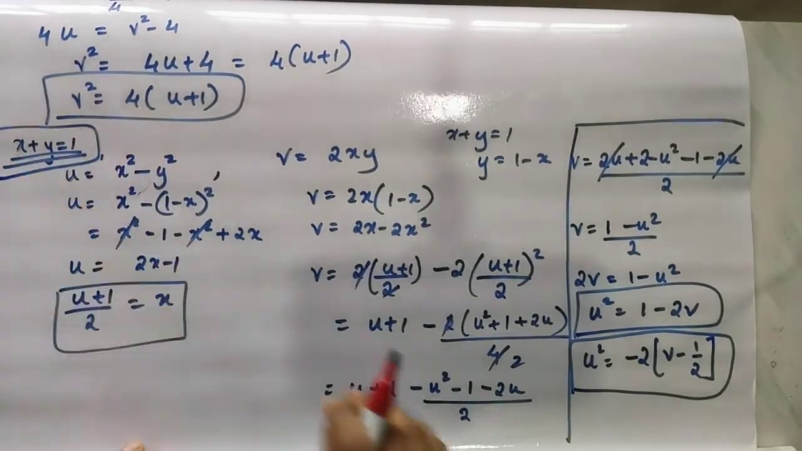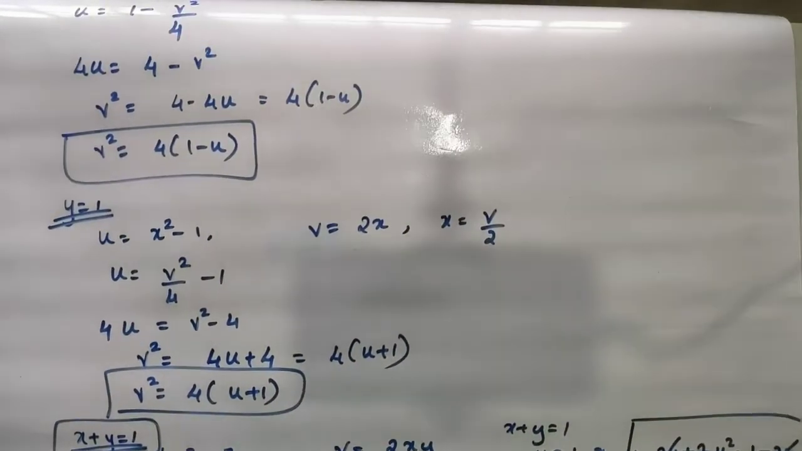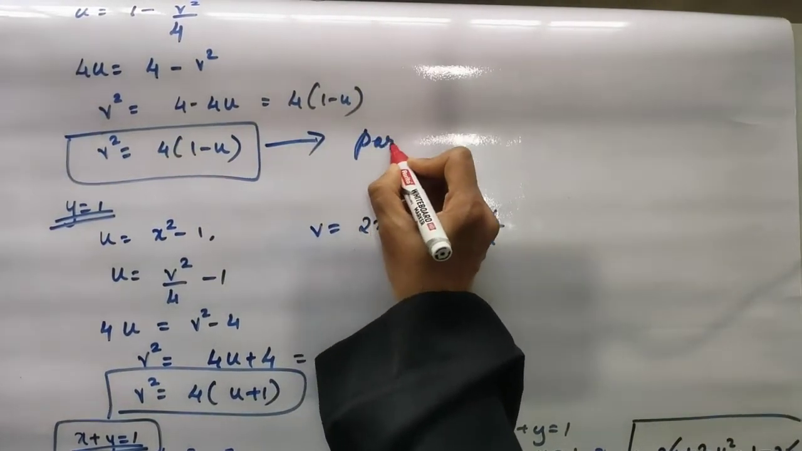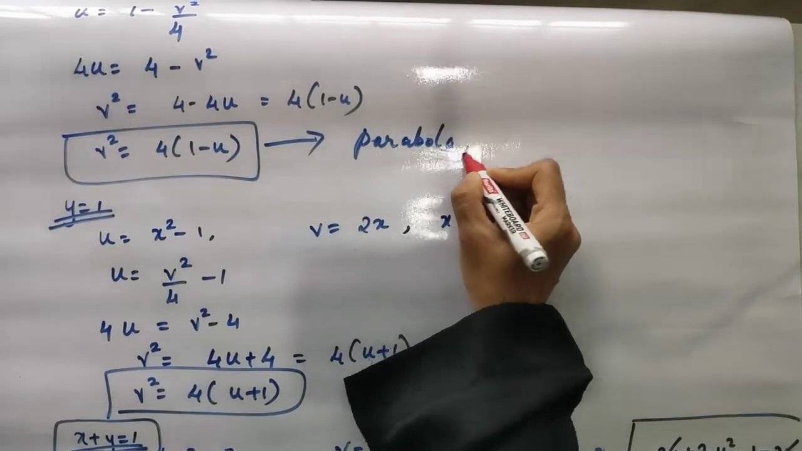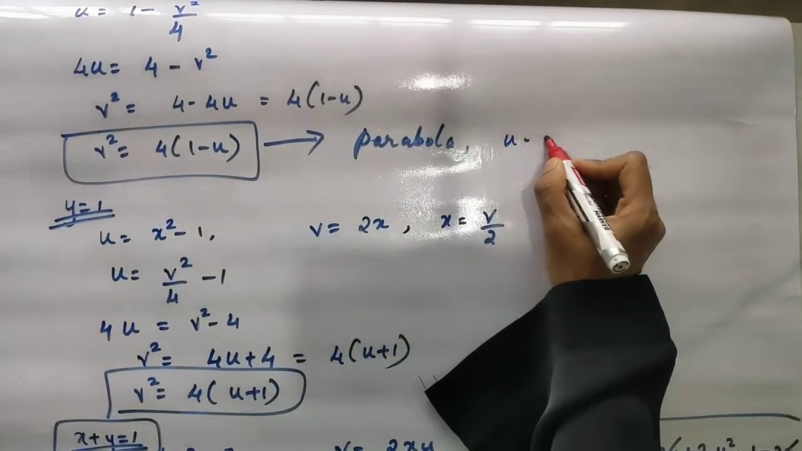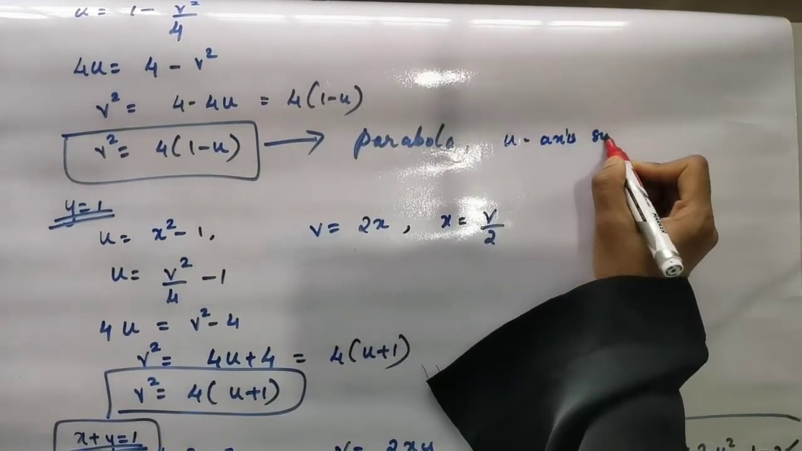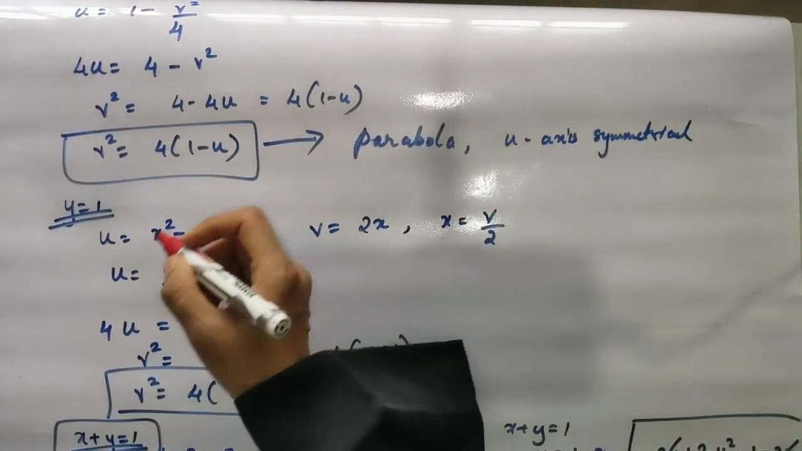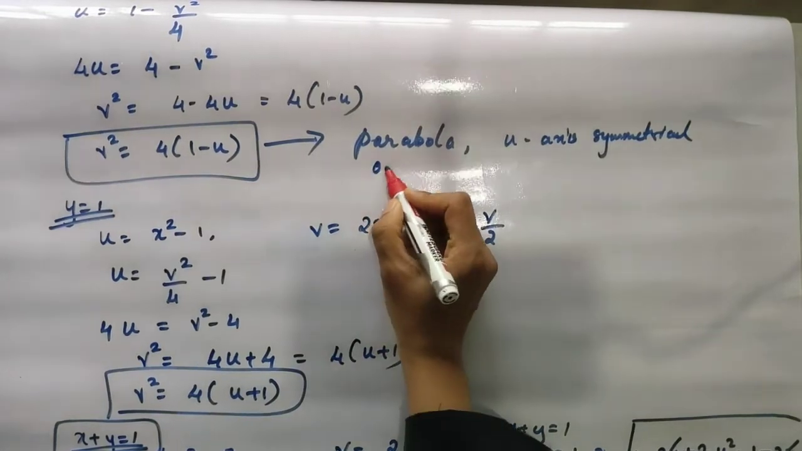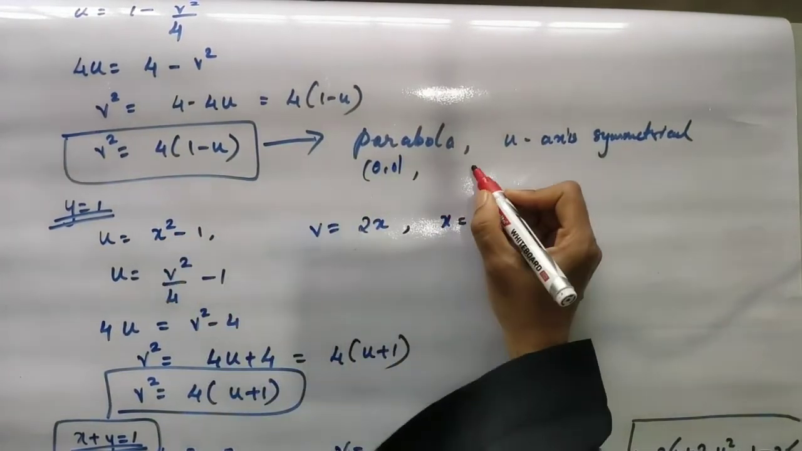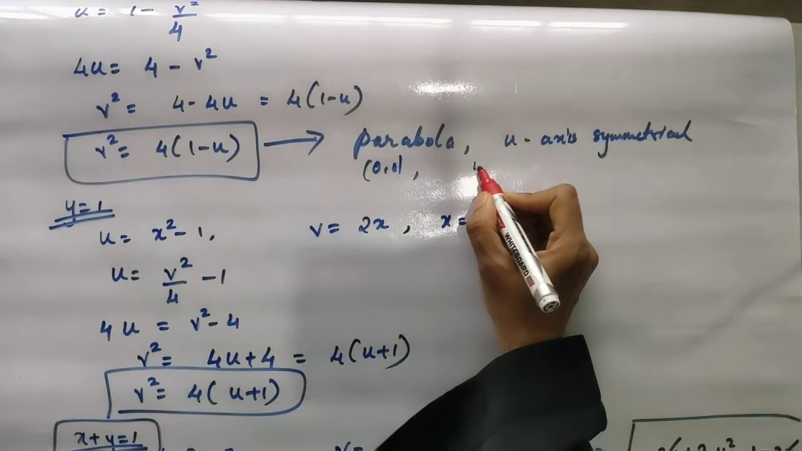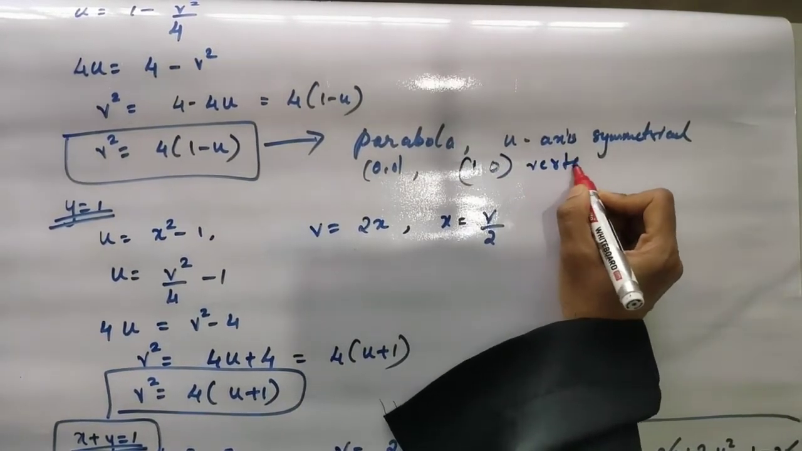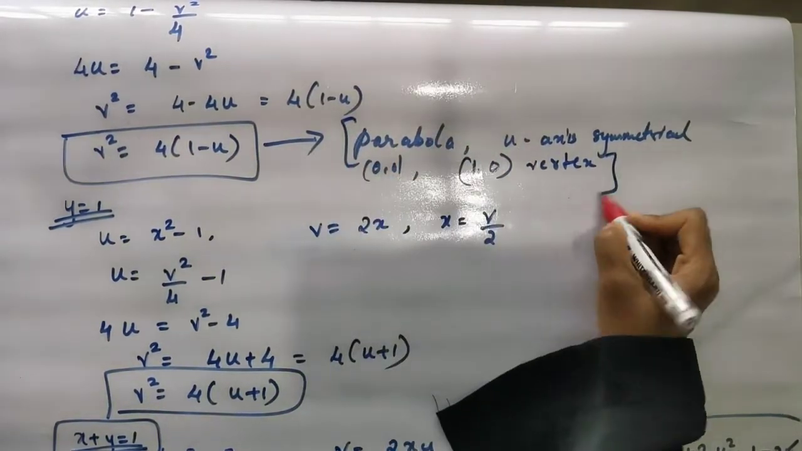So for all 3 lines we have got the equations. As you see, we have discussed it before as well. So this is a parabola, right? It's a parabola, symmetric about the u axis. And what is the focus? Focus is the origin, and the vertex is 1, 0. So I'll write in short here. You also please write it.